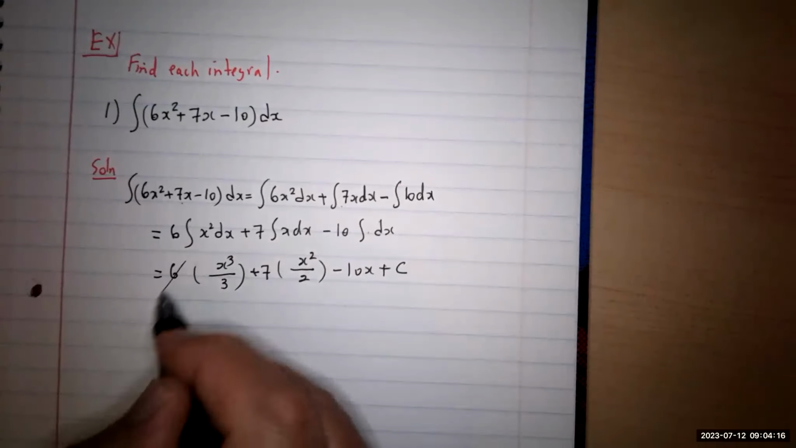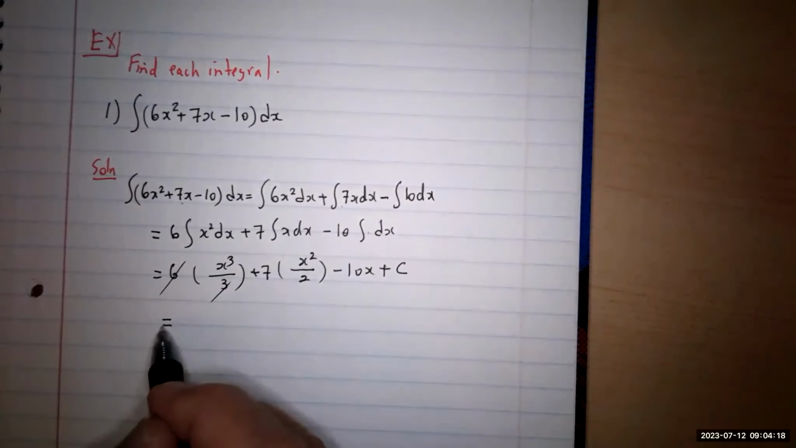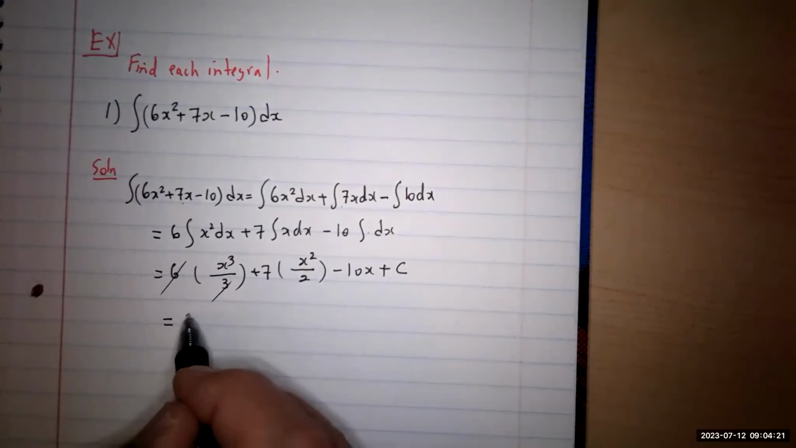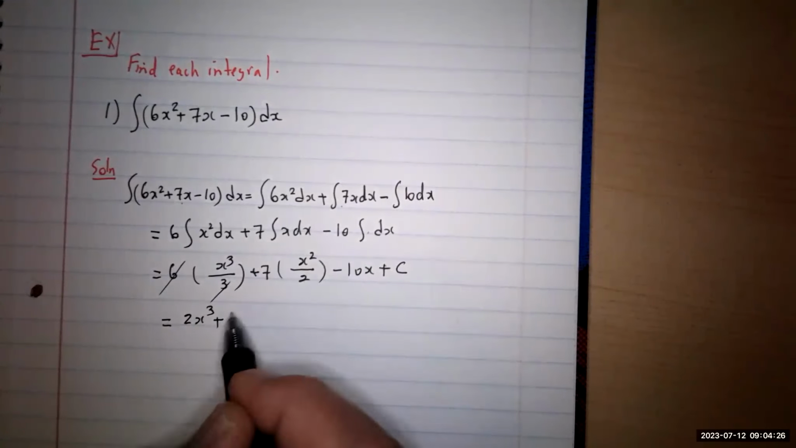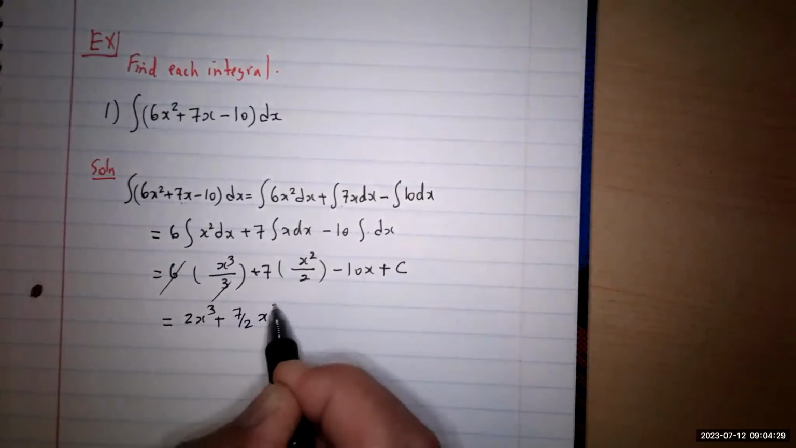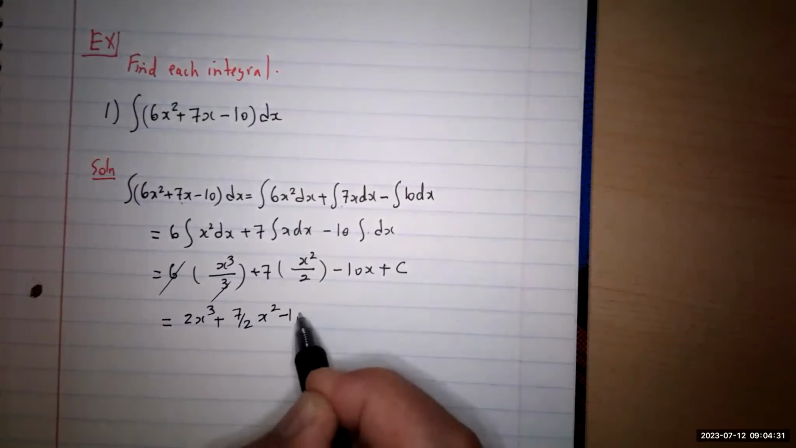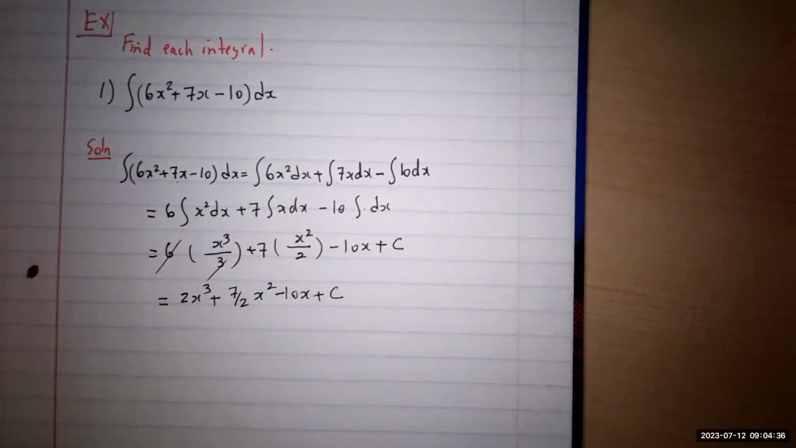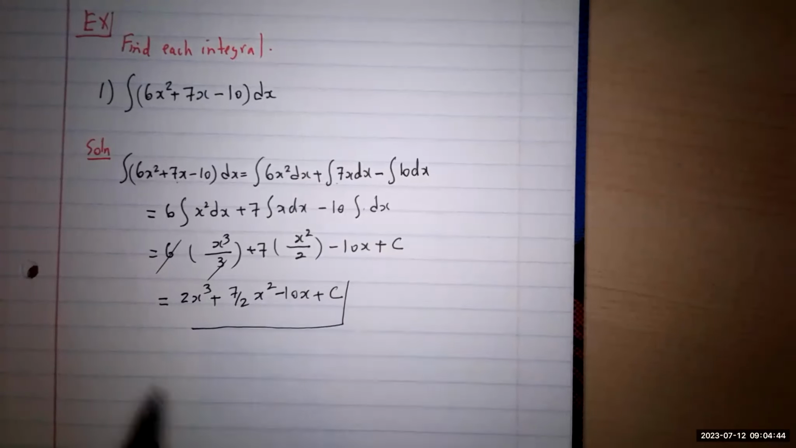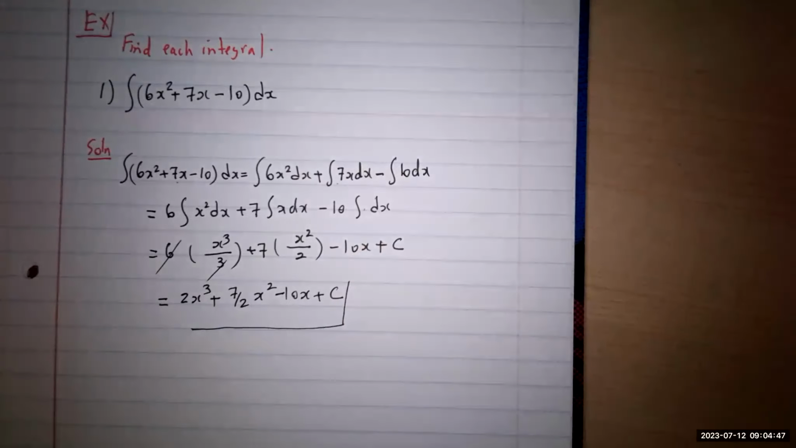You simplify it if you can. These two would be simplified. That gives you 2x cubed, plus 7/2 of x squared, minus 10x plus the constant c, and then you're done. So that would be the final answer, if you like. Any question? This is how we break it into parts, really. But in practice, we do it right away because we know the theorem.